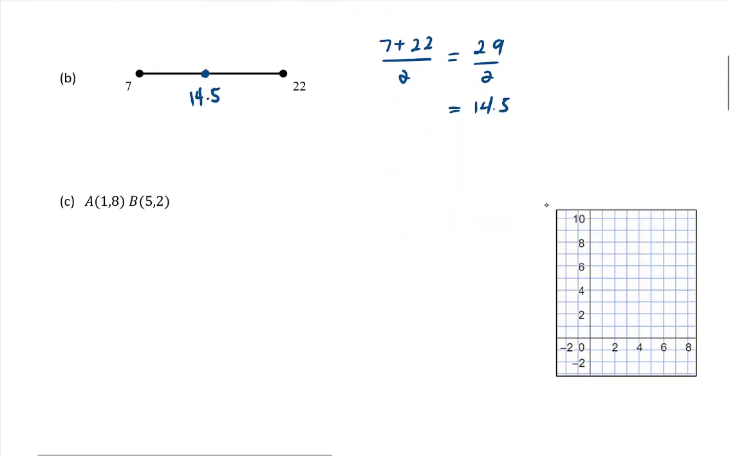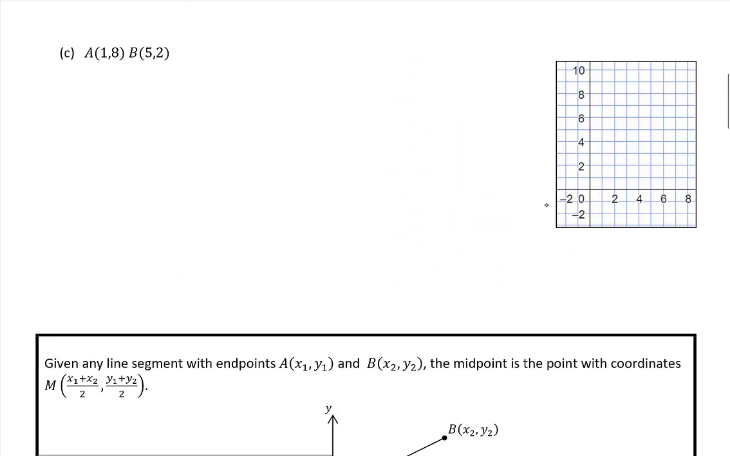So now let's get into some geometry. What if I want the midpoint between A and B, which are now 2 points? So let's plot these 2 points. Point A is at 1 and 8, and point B is at 5 and 2. Connect these points with a line. We now have a line segment, which is just part of a line.